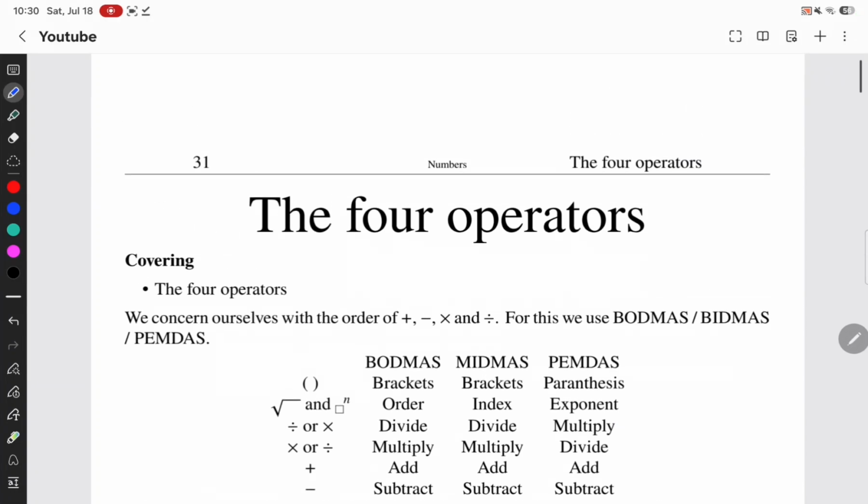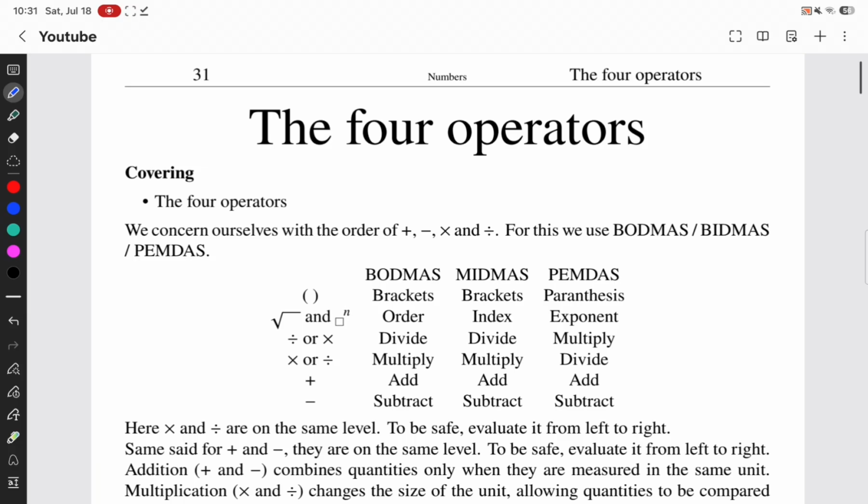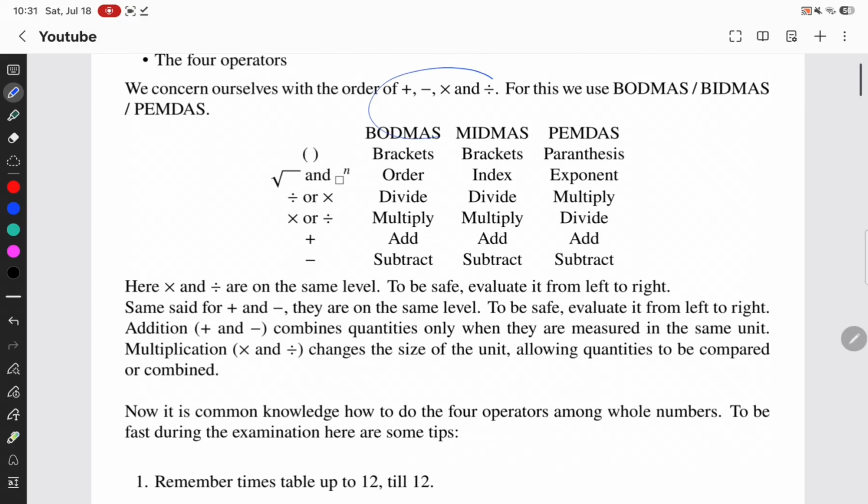Hello guys, today is the second episode of the series of completing the syllabus. Here today we'll be doing the four operators. You know your four operators, the simple plus, minus, times, divide.